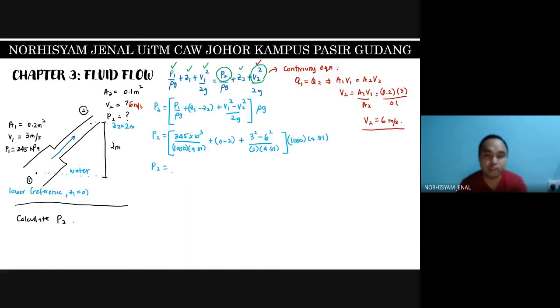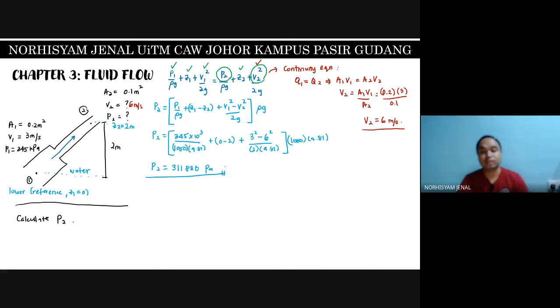So P2 over here should equal 311,880 Pascal. Okay. So the pressure over here is 311,880 Pascal. So that should be the answer for this question.